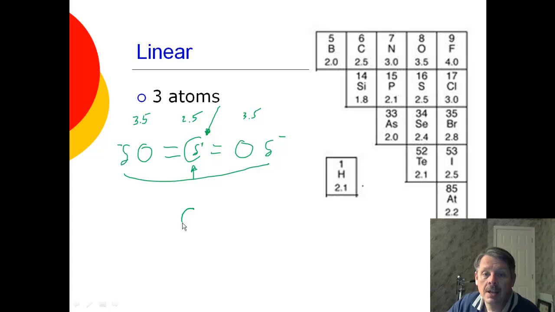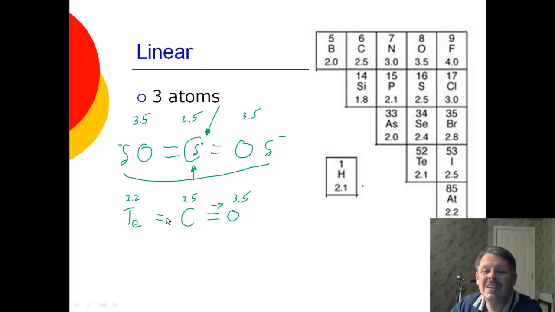Well, again, if I put carbon in the middle, and over on one side I put oxygen, and on the other side I put something like, let's say, sulfur, or selenium, or tellurium, then oxygen is 3.5, carbon is 2.5, so clearly these electrons are going in that direction, over to the right, and tellurium is 2.2. So these electrons spend most of their time in the middle.